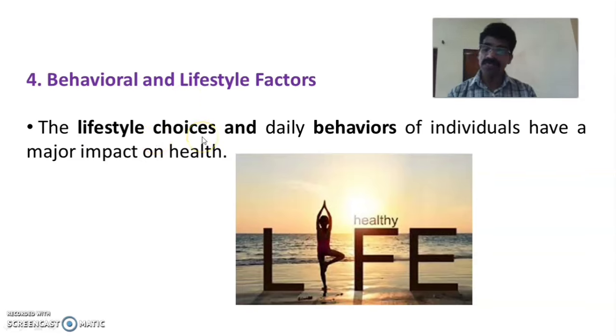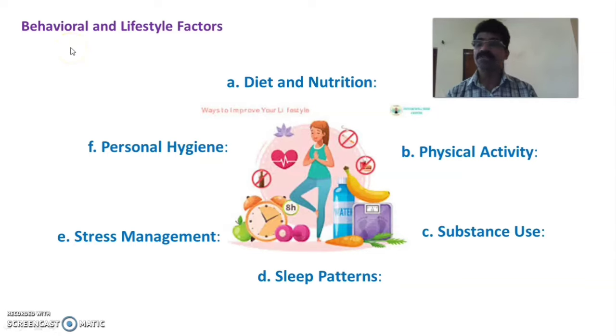The lifestyle choices, the selection of different lifestyles or daily activities, daily behavior or habits of a particular individual have a major impact on his health and well-being. The sub-factors under behavioral and lifestyle factors are diet and nutrition, physical activity, substance abuse, sleep pattern, stress management and personal hygiene. So these are the 6 sub-factors which directly or indirectly influence the health of the person.